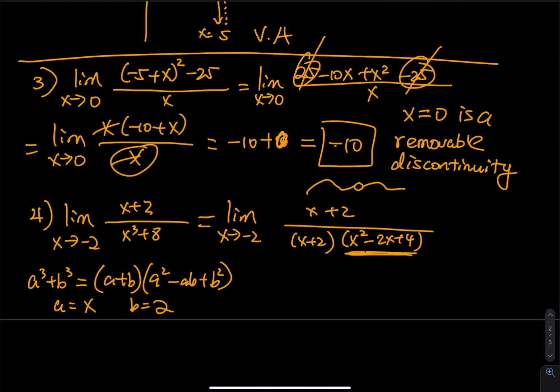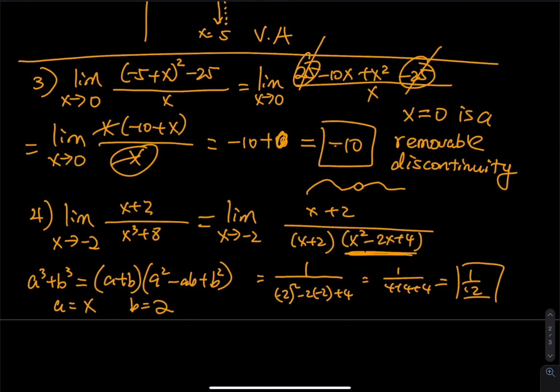And then you cancel the top and bottom. So now you can just plug in, right? Oh, when I plug in, I don't need to write limit anymore. So plug in, we have 1, and then this is negative 2 squared minus 2 times negative 2 plus 4. So that means I have 4 plus 4 plus 4, which is 12. 1 divided by 12.